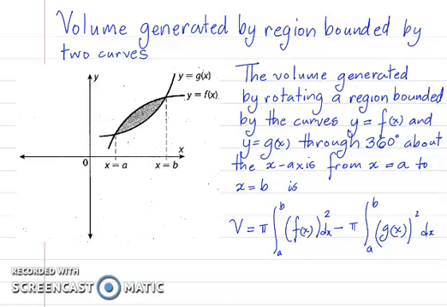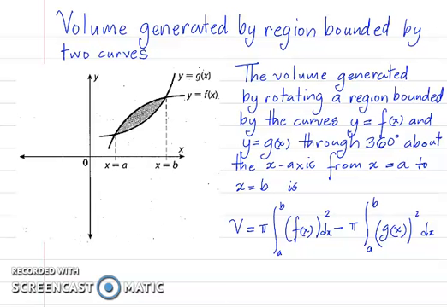Volume generated by region bounded by two curves. The volume generated by rotating a region bounded by the curves y equals f of x and y equals g of x through 360 degrees about the x-axis from x equals a to x equals b is equal to pi the integral from a to b of f of x squared dx minus pi the integral from a to b of g of x squared dx.